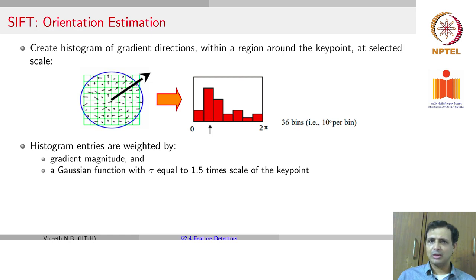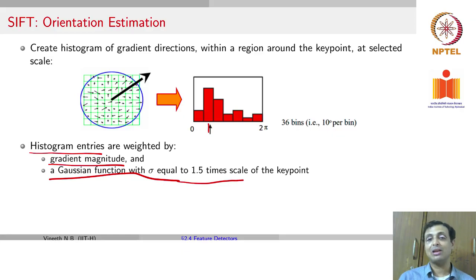The SIFT paper also recommends a few heuristics to improve performance here. The histogram entries are weighted by the gradient magnitude. If the gradient magnitude is high, the weight in a particular bin is increased, and if the gradient magnitude is low, the weight in the bin for that point is reduced. It also uses a Gaussian function with sigma equal to 1.5 times the scale of the key point.